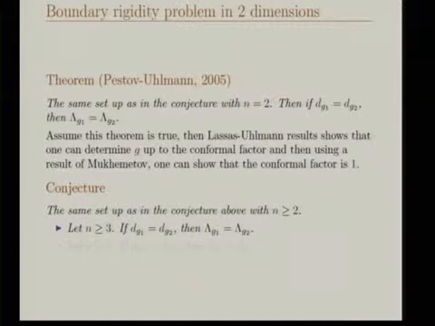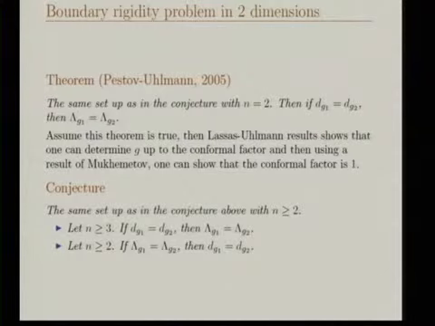Now you can ask the same question in 3 dimensions and higher. If dg1 is equal to dg2, that is, the boundary distance functions are the same, does it imply that lambda g1 is equal to lambda g2? That is, the Dirichlet-Neumann maps, are they the same? In 3 dimensions and higher, it's still an open problem. But actually we can go the other way around, right? So maybe this is too hard.